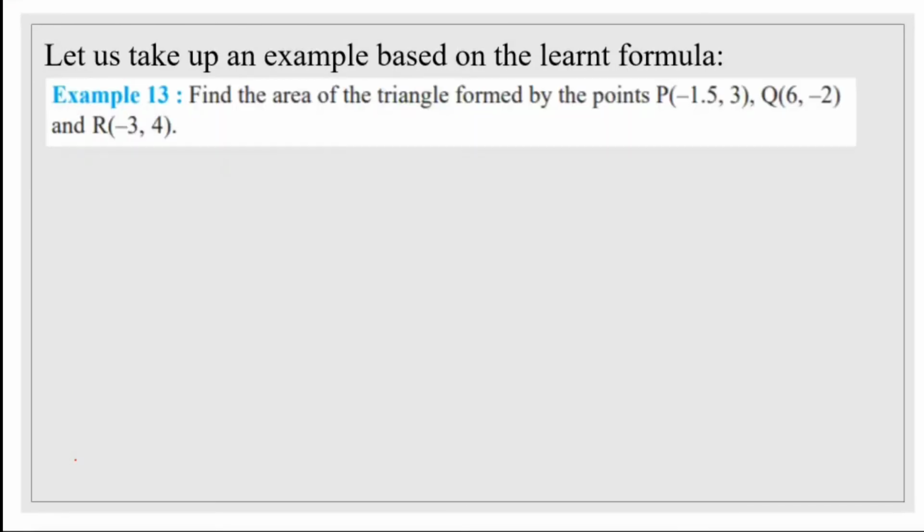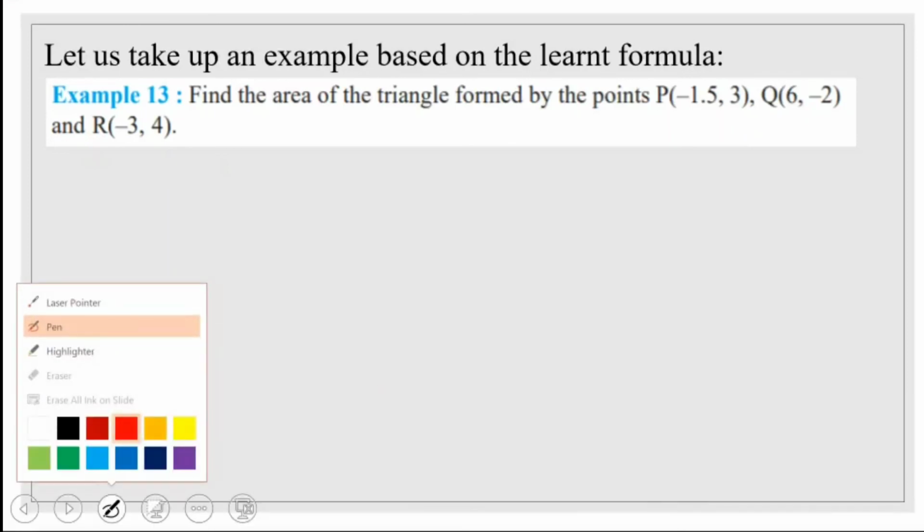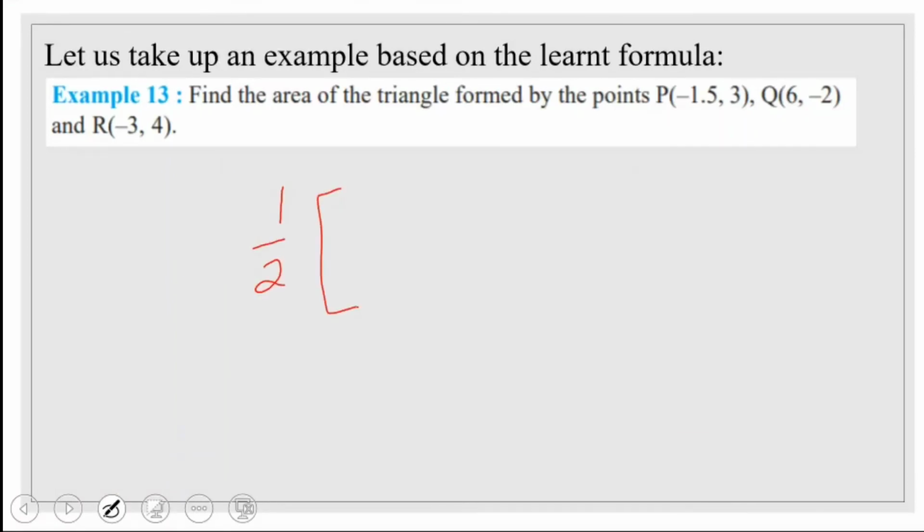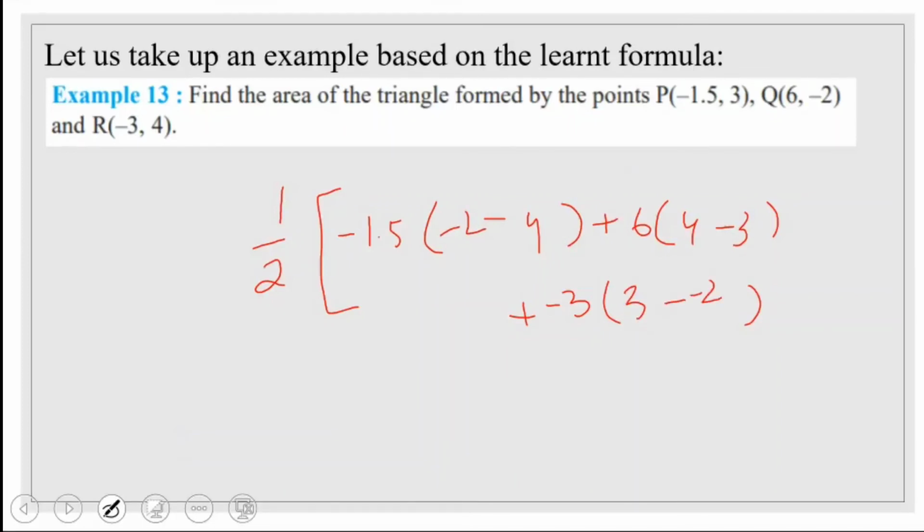So this is the formula that we have discussed. It is written here neatly. You can see it up. And let us take up an example of the learned formula. There is a triangle given by the points. So again, how will we get the area? The area will be given by half into x1. x1 is minus 1.5, then the bracket, plus x2, 6, then the bracket, plus x3, that is minus 3, and then the bracket. After 1.5 you have y2 minus y3, that means minus 2 minus 4, plus 6 into y3 minus y1, that is 4 minus 3, plus minus 3 into, minus 3 is x3, so we put y1 minus y2, 3 minus of minus 2.